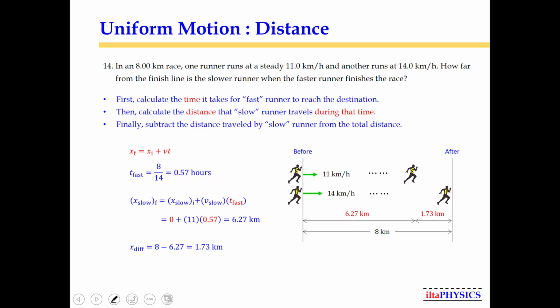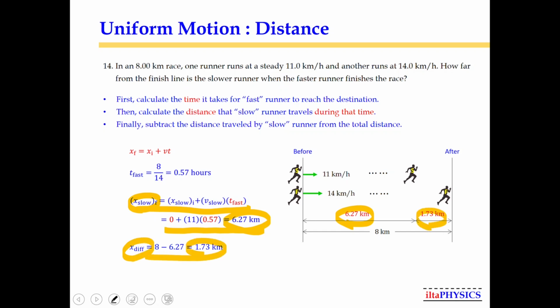Next, let's calculate the distance the slower runner traveled. We'll apply the same formula, but be careful to use the correct values for each runner. When a problem involves two or more moving objects, it's important to practice identifying and separating the physical quantities for each one. Using the formula, the distance traveled by the slower runner is 6.27 kilometers. Therefore, the distance gap between the two runners is 1.73 kilometers.